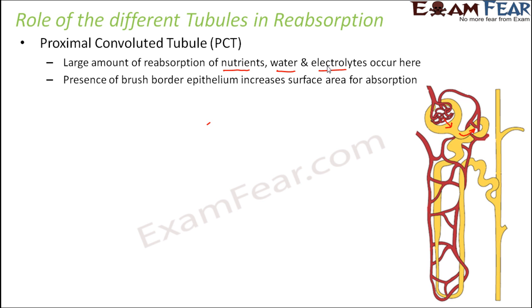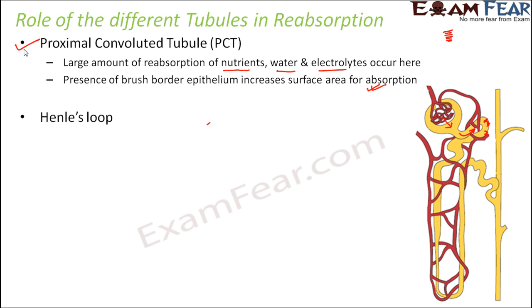Now, presence of brush border epithelium increases the surface area for absorption. So this portion has brush border epithelium. Just like how we have cilia, similarly you have brush border epithelium. Due to the presence of a brush-like appearance on the outside, the surface area increases, and therefore the absorption increases. So that is about the proximal convoluted tubule.